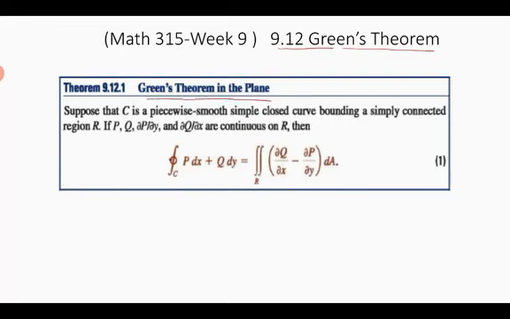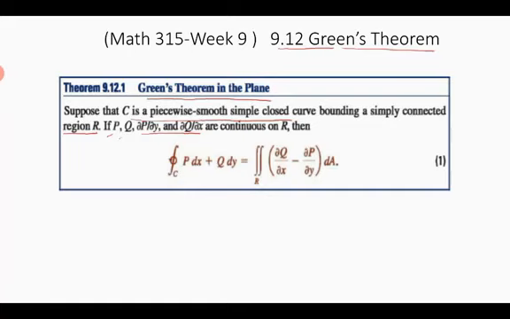Suppose that C is a piecewise smooth simple closed curve bounding a simply connected region R. P, Q and their partial derivatives are continuous in the region. Then we get the following results. First, the line integral is equal to the double integral.